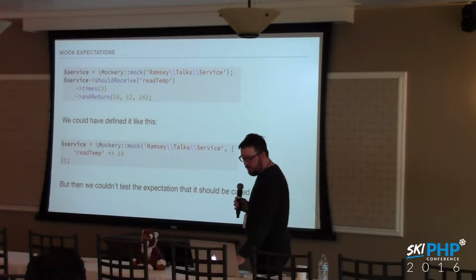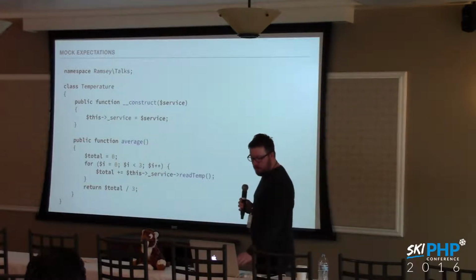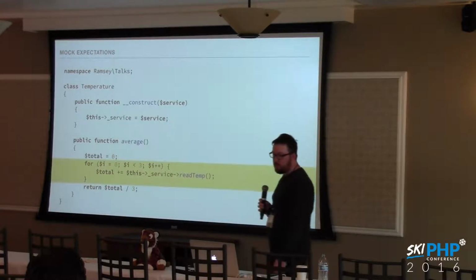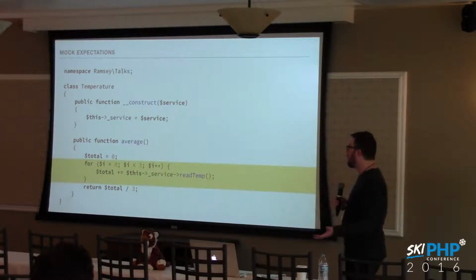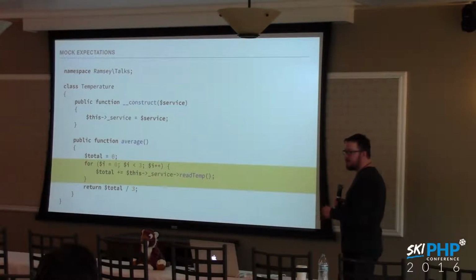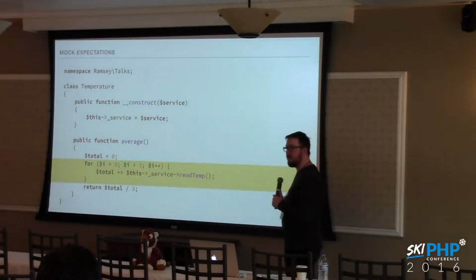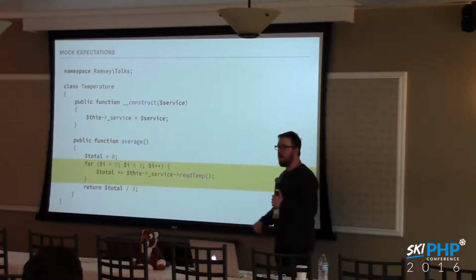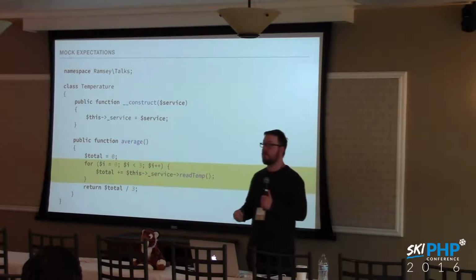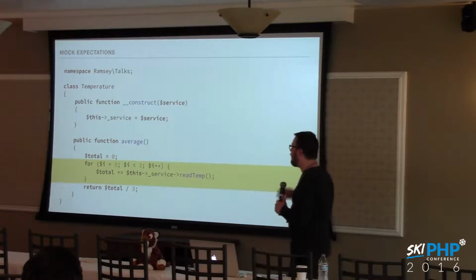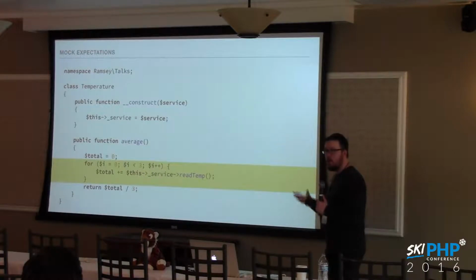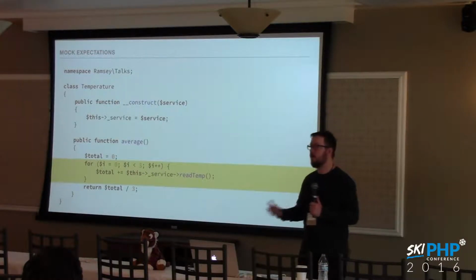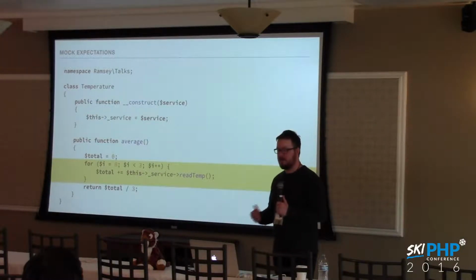If you remember our code, in the average method of our temperature class, we have a loop in which we call readTemp 3 times. It's possible that each call would return a different value. In order to really test this, we need to specify that our mock needs to be called exactly 3 times. That way, if it got called more than 3 times or fewer than 3 times, we would get an error in our testing.